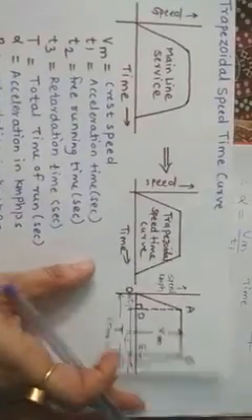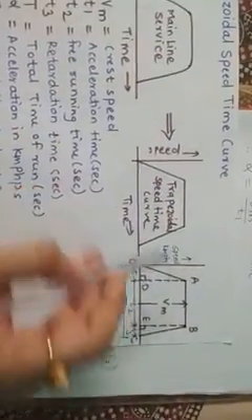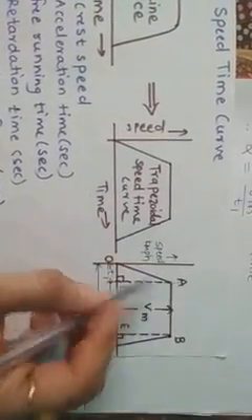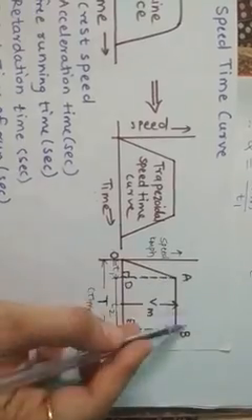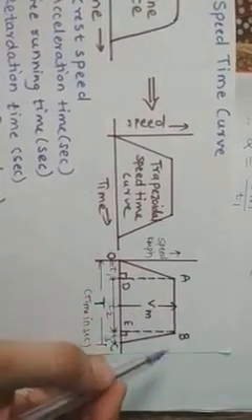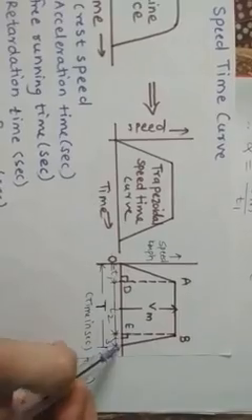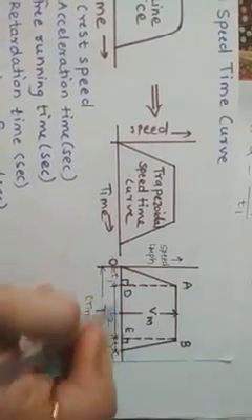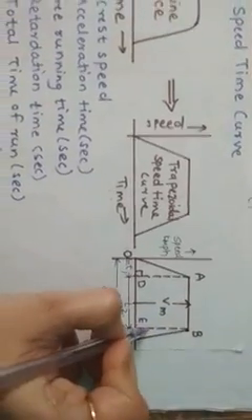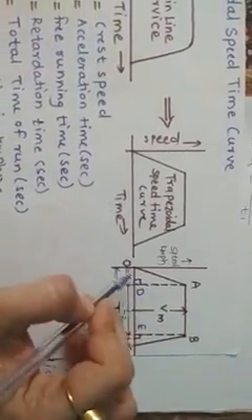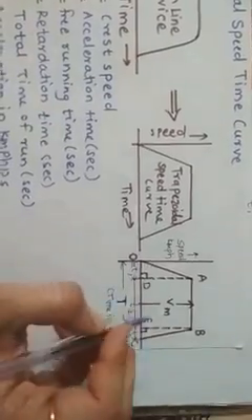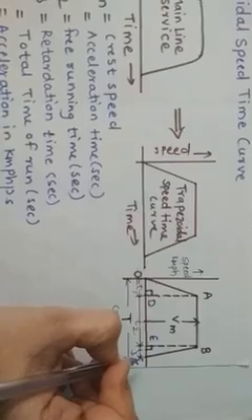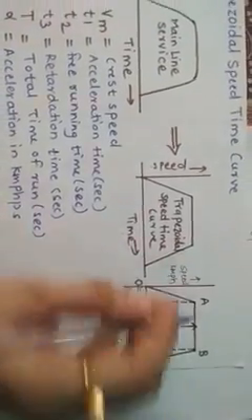So the trapezoidal speed time curve is divided into these 3 regions. You can observe here OAD is one region, then ABED is another, and third is BCE. So this is one triangle, this is one rectangle, and this is another triangle. The area under this curve gives you the total distance traveled by the train. So let us see.